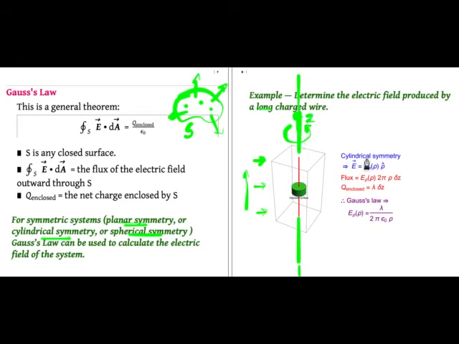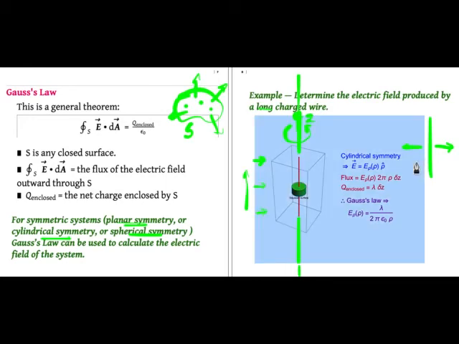By cylindrical symmetry, the electric field has to be in the rho direction. So if I considered some point here, let's put it over here, the electric field would be pointing away from the wire in all directions.